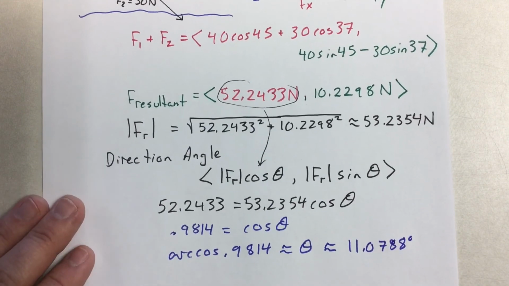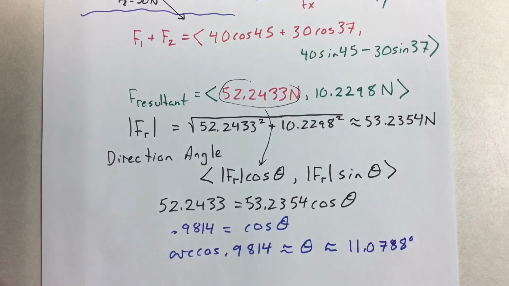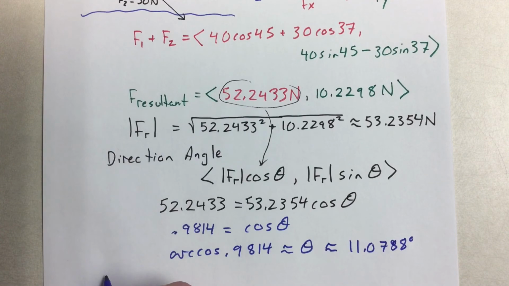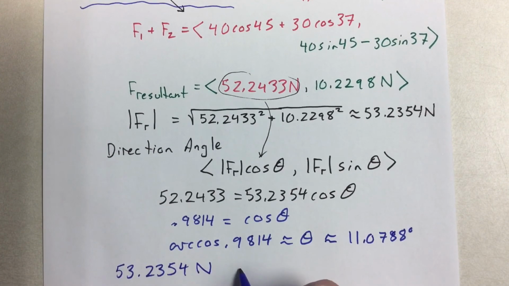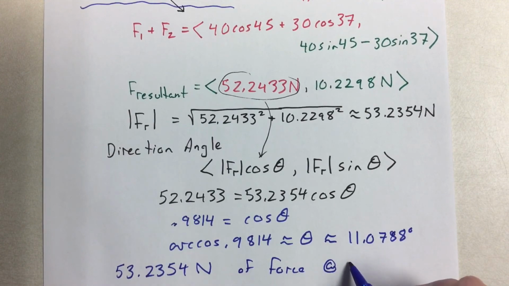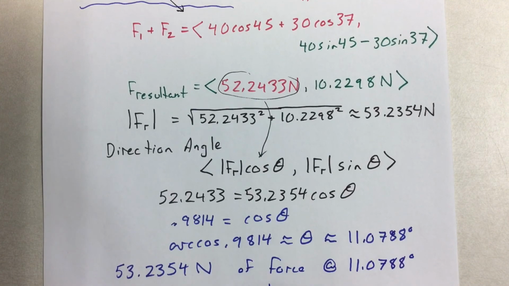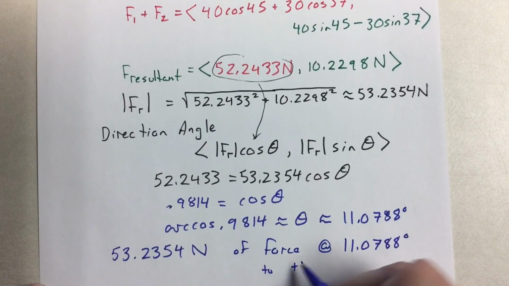Okay, now summarizing what we have, our boat has a resultant force of 53.2354 newtons of force at 11.0788 degrees to the horizontal.